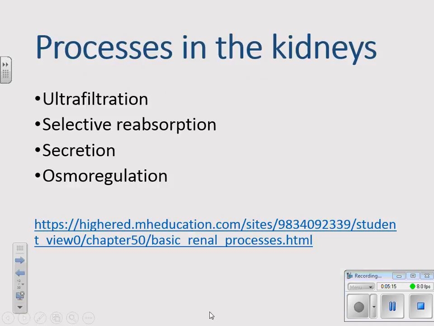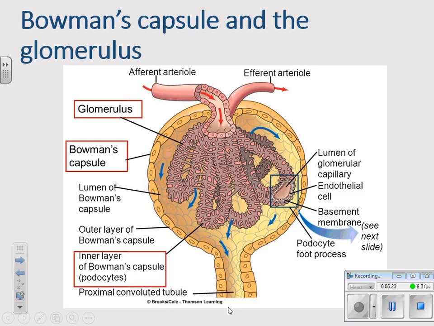Right. So these processes, we're going to look at them in varying degrees of detail, and the first stopping point really is to see what happens in Bowman's capsule. So this is a large version of the diagram. I don't think you've got one that's anything like this. I'm not sure you've got one that mentions these rather weird little cells called podocytes in there.